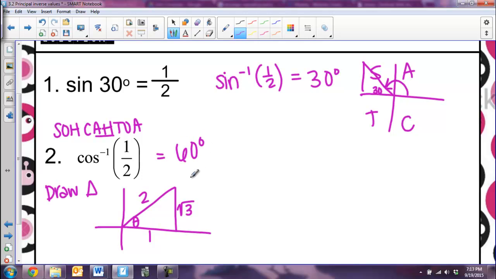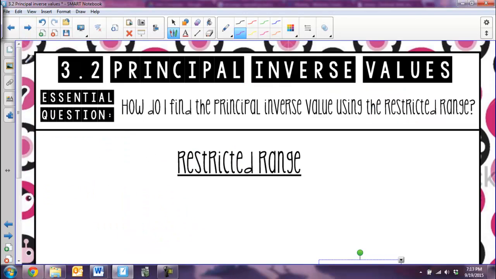Or if we want to be in radians, that would be pi over 3. And so my answer for this, if they're asking degrees, it would be 60 degrees. If they're asking radians, it would be pi over 3. So again, you're just asking yourself, which angle is going to give me this particular ratio? So let's do a couple more examples.